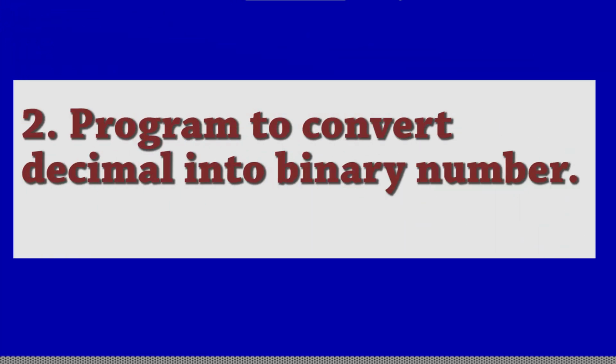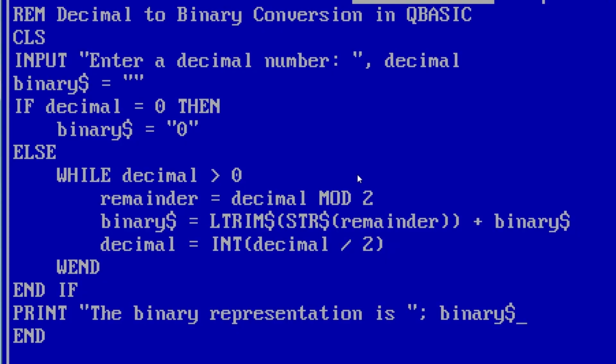Question 2 is program to convert decimal into binary number. Here is the conversion of decimal into binary number system with explanation. REM decimal to binary conversion in QBASIC. CLS. INPUT "Enter a decimal number", decimal. binary$ = "". If decimal is equal to 0, then binary$ is equal to "0".